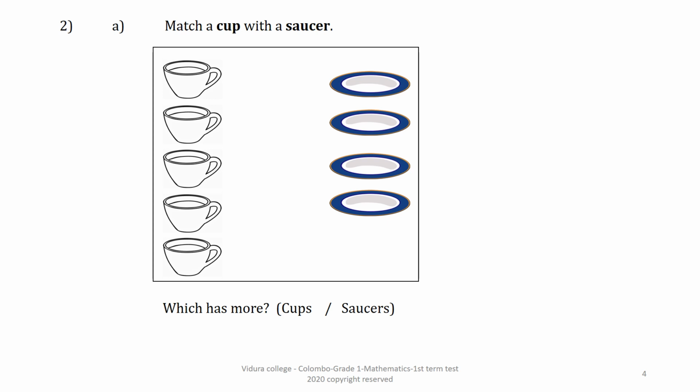Question number 2. Keep your finger on simple A in your paper. Match a cup with a saucer. Now, inside this box, there are some cups in one side and there are some saucers in the other side. So what you have to do, Pute, you have to match a cup with a saucer. Shall we start? Okay.